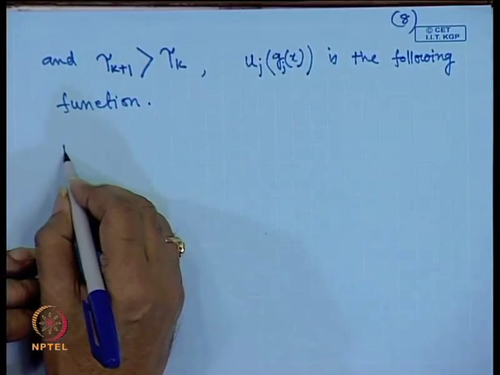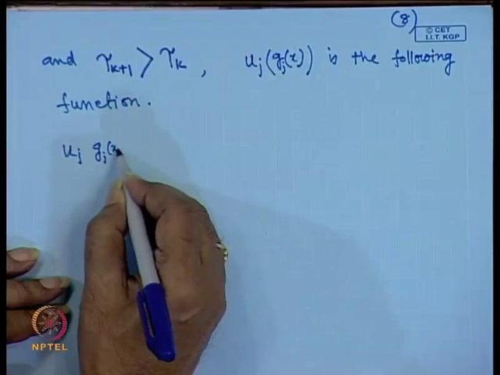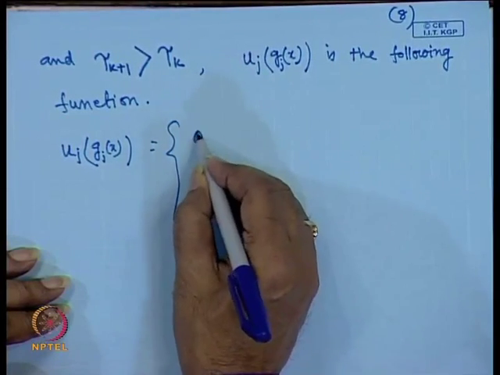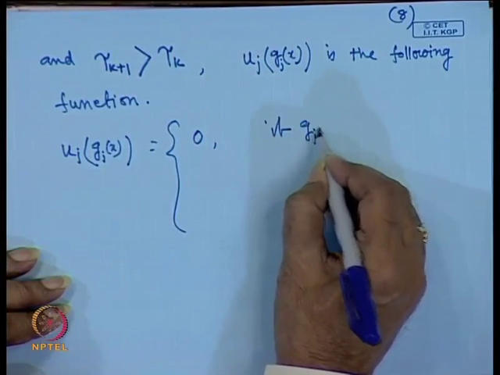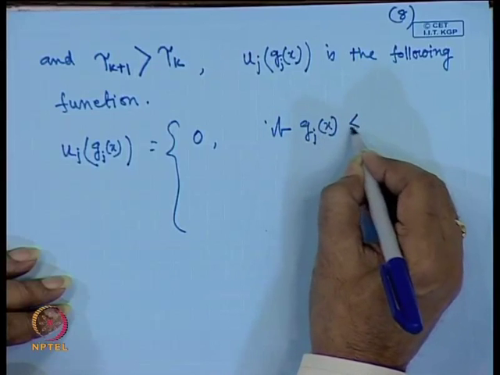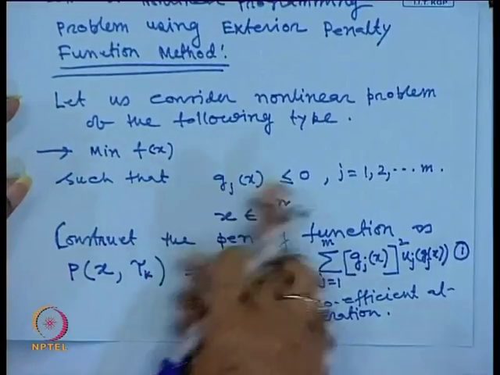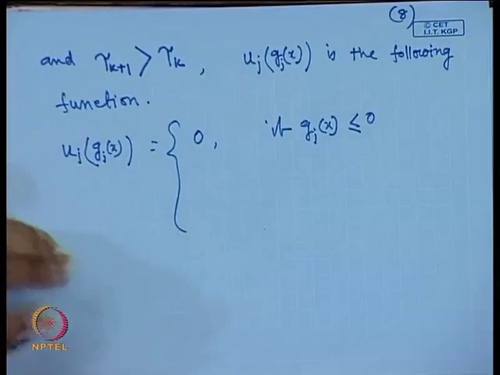What is this? I have defined this one u_j(g_j(x)) is equal to 0 if g_j(x) is less than or equal to 0. Now, see this, our statement of the problem. If you see the statement of the problem, this is the constraint.